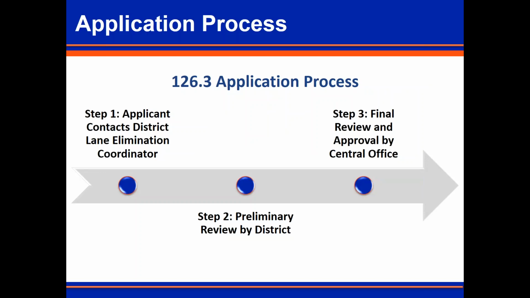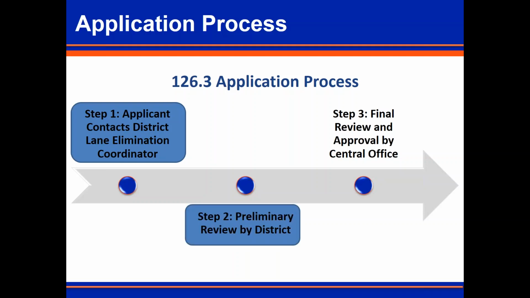The application process is described in section 126.3. Additional clarification on this process was included as part of the revisions to this chapter. So step 1 is when the applicant contacts the district lane elimination coordinator. At this time, the applicant submits the lane elimination request to the district coordinator and completes and submits the initial meeting checklist. And in the next few slides, I will explain where these checklists can be found.